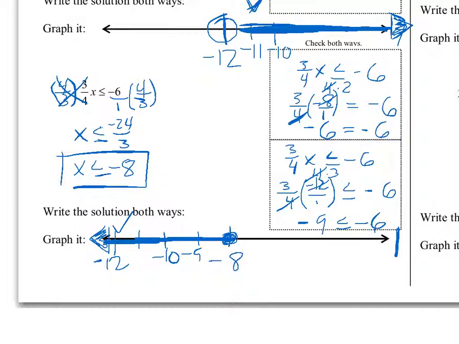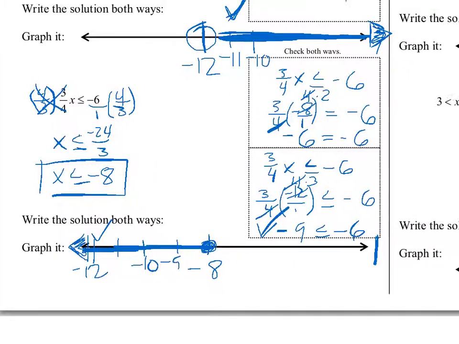Kip yes or Kip no. Negative 9 is less than negative 6. Absolutely. So that tells us that we did shade the correct direction. Okay? All right. Scroll on over.